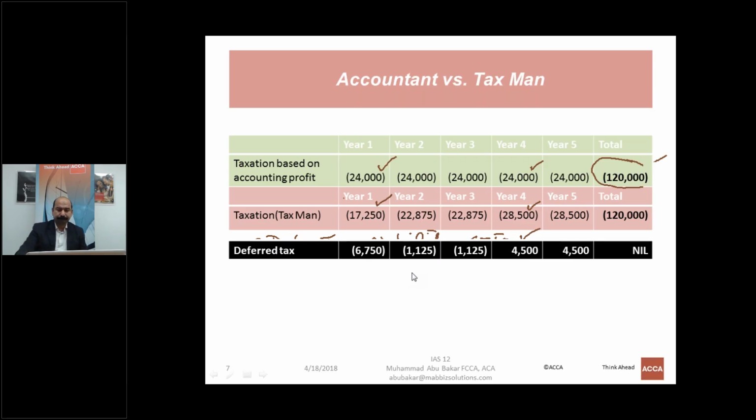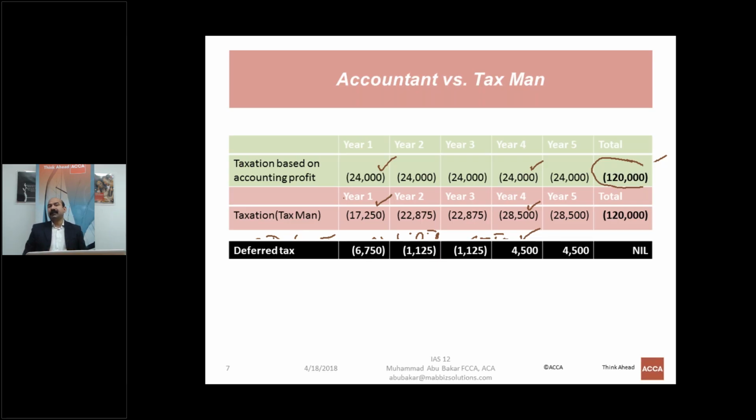So this means that profit as per tax person may not be equal to accounting profit. Number one. So tax amount based on taxable profit is not equal to the tax as per accounting profit. Cumulatively, profit, tax, and profit after tax are the same. So this means all these differences are temporary differences.